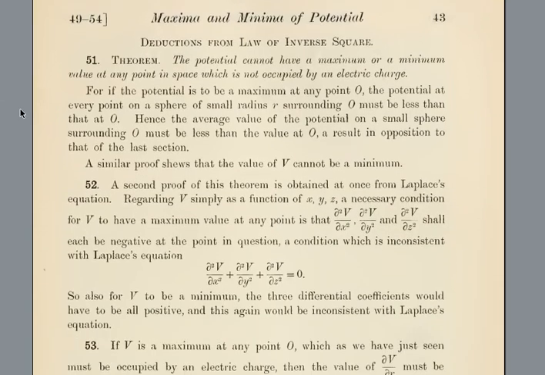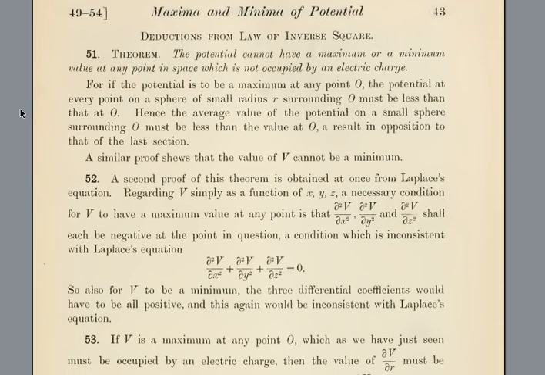51st. Theorem. The potential cannot have a maximum or a minimum value at any point in space which is not occupied by an electric charge. For if the potential is to be a maximum at any point 0, the potential at every point on a sphere of small radius r surrounding 0 must be less than that at 0. Hence, the average value of the potential on a small sphere surrounding 0 must be less than the value at 0, a result in opposition to that of the last section. A similar proof shows that the value of the potential cannot be a minimum.